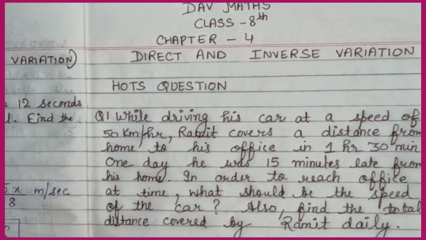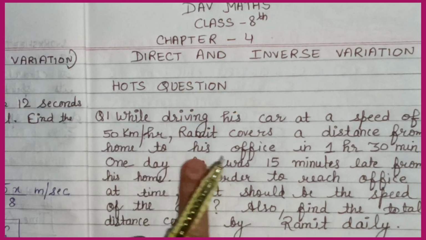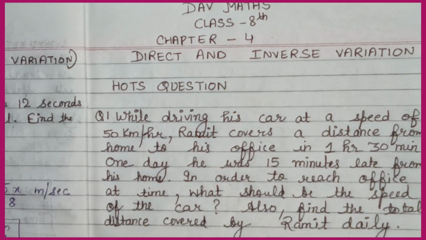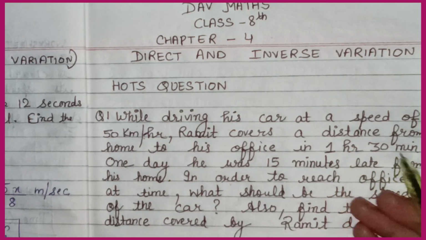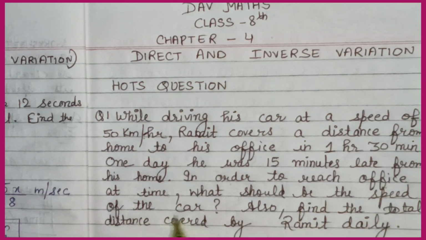In this question, we are given that the speed of the car is 50 km per hour and the time from home to his office is 1 hour 30 minutes, which is equal to 60 minutes plus 30 minutes, which is equal to 90 minutes. And in the next line, one day he was 15 minutes late from his home. So here the time is 90 minus 15 minutes, which is equal to 75 minutes. And in this question we have to find the speed of the car and also find the total distance covered by Ramit daily.